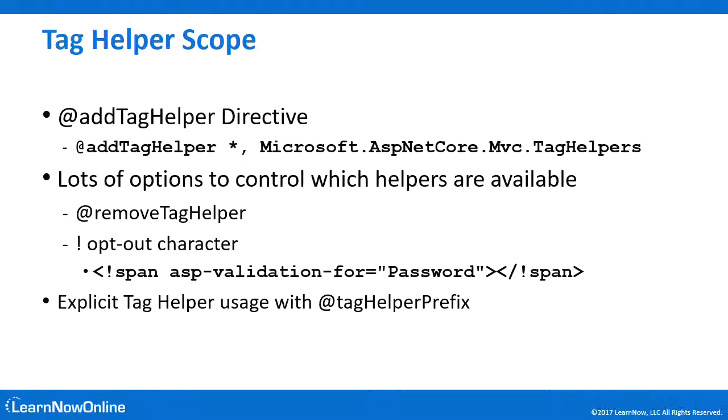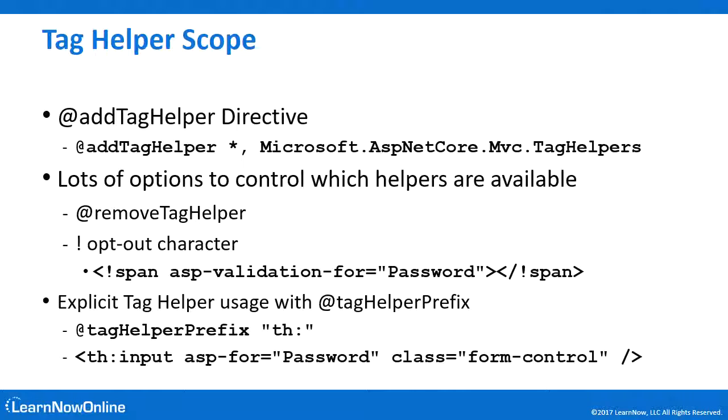So what you can optionally do is use tag helpers explicitly. And the way you do that is you define a prefix to use on tag helper elements. And you do that with the tag helper prefix directive. And so here's the syntax of how you would do that. And th: is a common convention for tag helpers, but you can use any prefix you want. And then you have pretty much the same scoping rules as for add tag helper. So you can include the directive in view imports or in individual views.